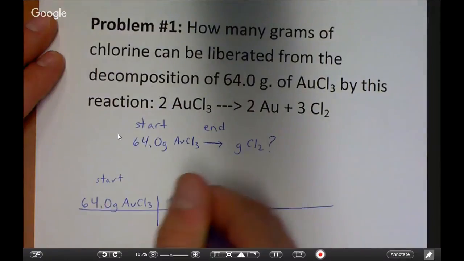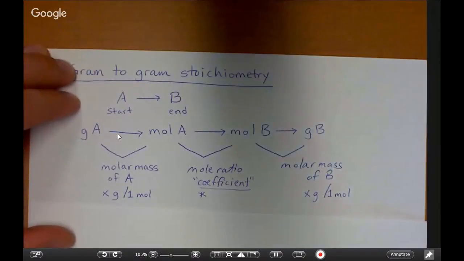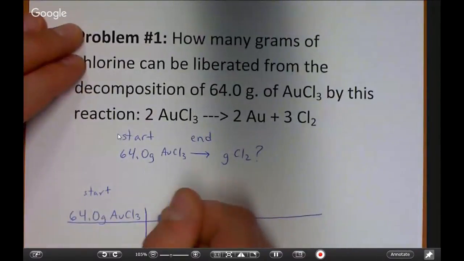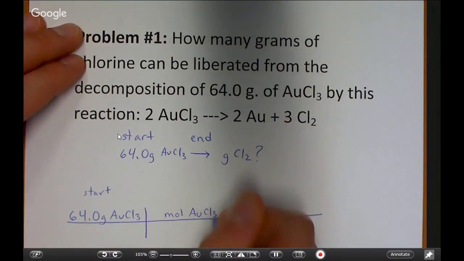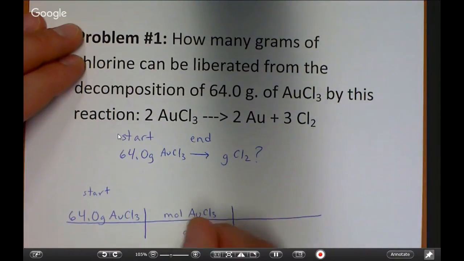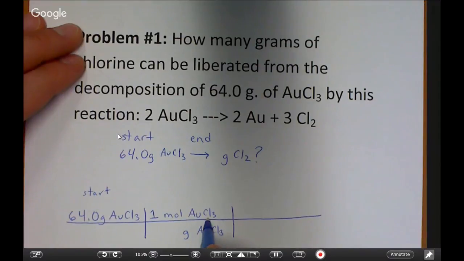Okay, and we know from what we saw before that we're going to go from grams of A to moles of A. So back to the calculation, we should see moles of AuCl3 and grams of AuCl3. Molar mass is always a certain number of grams for every 1 mole. I'm going to fill the grams in later. And then we have moles of AuCl3 on top currently.